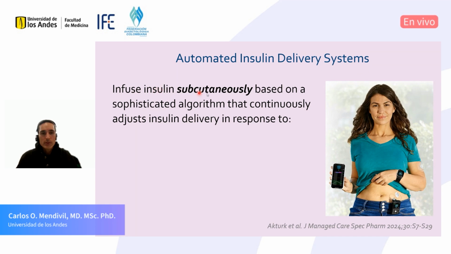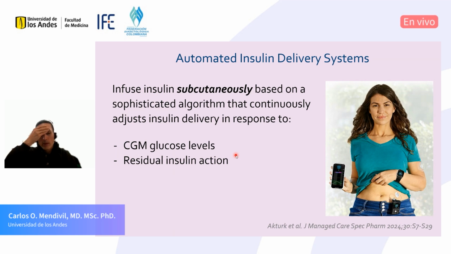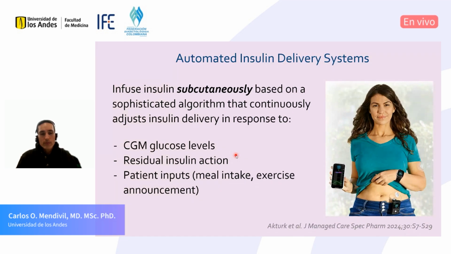These kinds of devices infuse insulin subcutaneously based on a sophisticated algorithm that continuously adjusts insulin delivery in response to several factors, like the CGM glucose levels. They use inputs from the CGM that connects wirelessly to a CGM that the patient is wearing, and use the data to fine-tune the insulin infusion rate. They also use data on the residual insulin action. This is why it involves some really heavy mathematical calculations, because you have to think about not just what the glycemic level is now and how much insulin you're going to infuse, but how much is left from the last infusion, either bolus or basal. Then you have to integrate that to adjust what you're going to do next, and you have to do that on a real-time basis. So it's really complex. And then you can also input information by the patient, like meal intake, exercise announcement, and other factors.